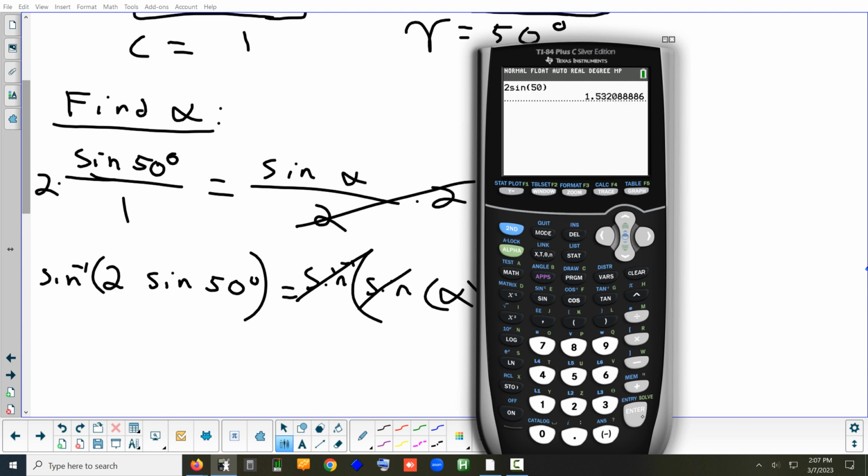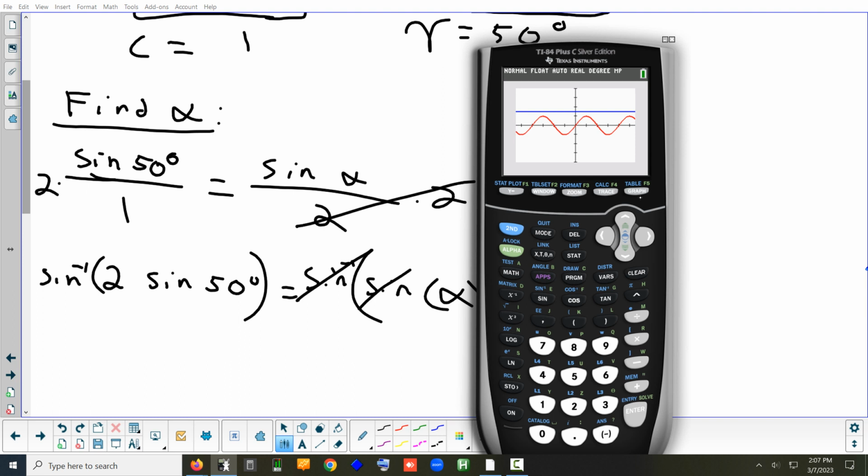2 sine 50 is 1.53. Is 1.53 between -1 and 1? No. So, mark what 1.53 is on this graph. Now, tell me where that blue line and the red wave cross each other. Never. That's why there's no solution.